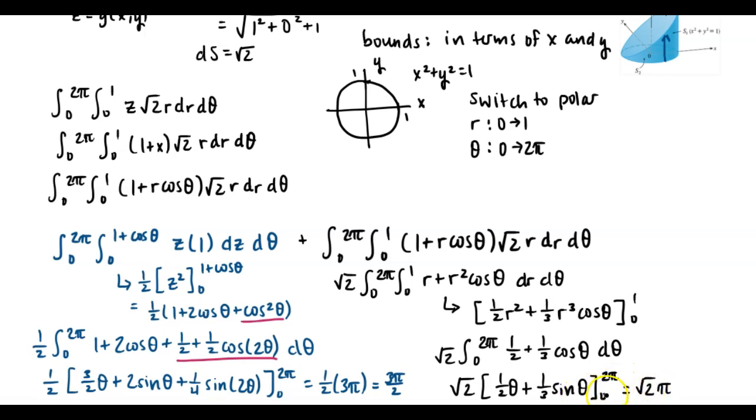I know that the sine of 2 pi and of 0 is just 0, and so I'm just left with root 2 pi. Finally, my last step is to add both of these. And so I'm just adding these two values. I'm adding 3 pi over 2 plus root 2 pi. And the best thing we can probably do is just to factor out that pi, and we're left with 3/2 plus root 2. And this is our final answer. Just 3/2 plus root 2 times pi.